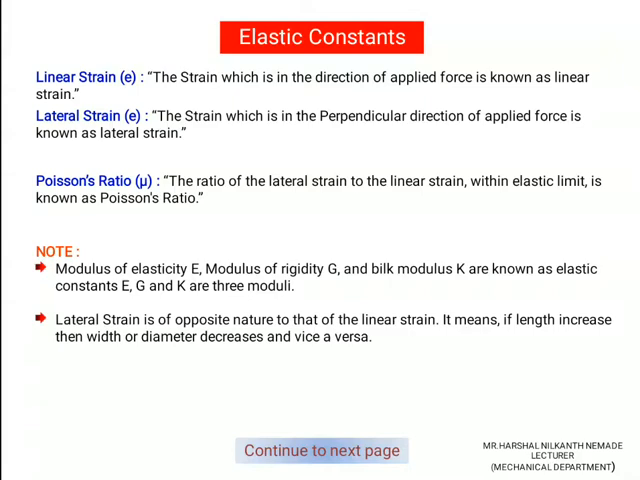Lateral strain is of opposite nature to that of a linear strain. It means if length increases then width or diameter decreases, and vice versa. Continue next page.